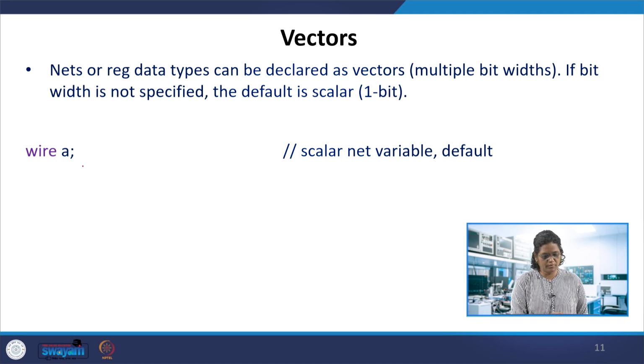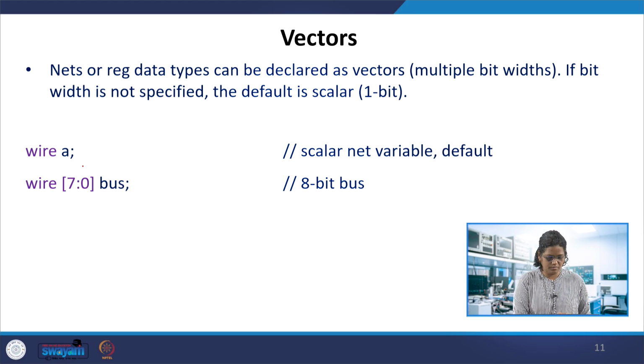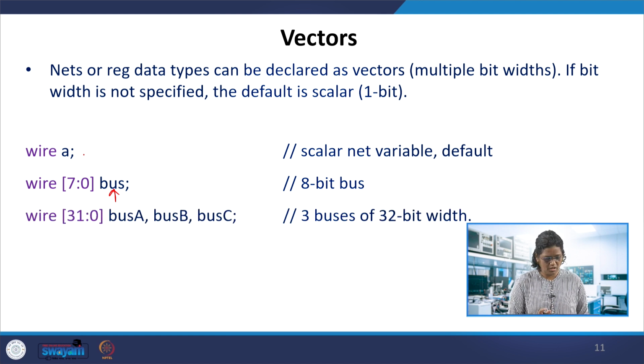So it's going to be a single bit or a scalar variable. If we say wire [7:0] bus, the bus is a variable here, and it is going to be 8 bit. So the default is scalar 1 bit. And for wire bus A, bus B, bus C, there are 3 of them, each a 32 bit. So these are 3 buses of width 32 bit.